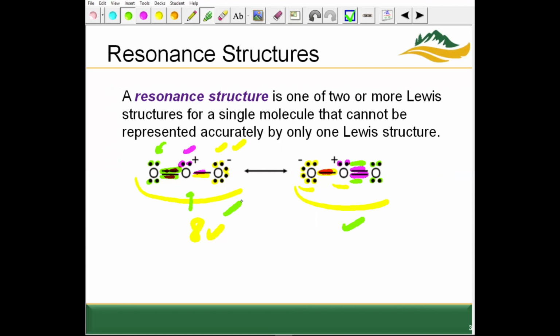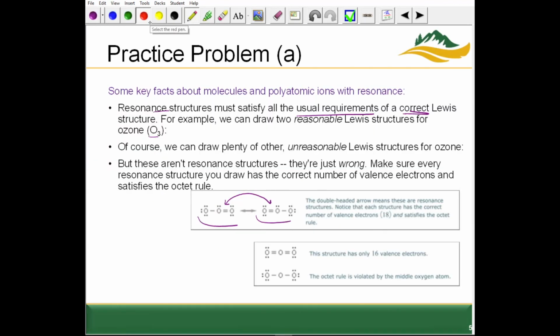They are different because the double bond is between these two in one structure, whereas the double bond is between these two in this structure. This is a different oxygen atom than this one, so these are indeed different structures. We know we could draw other unreasonable Lewis dot structures that don't have a complete octet, don't have the correct number of electrons, different things like that.